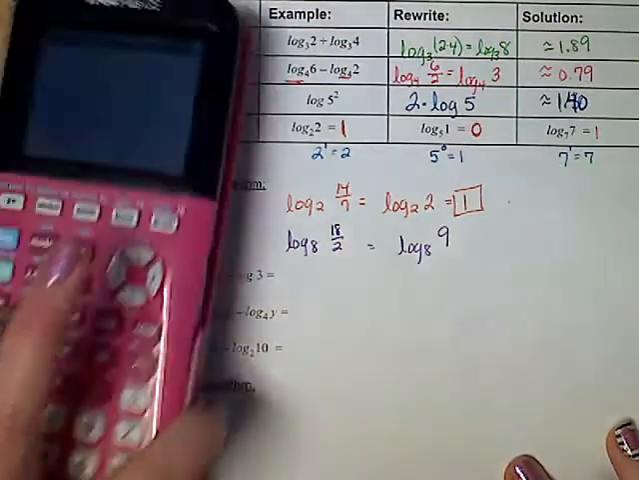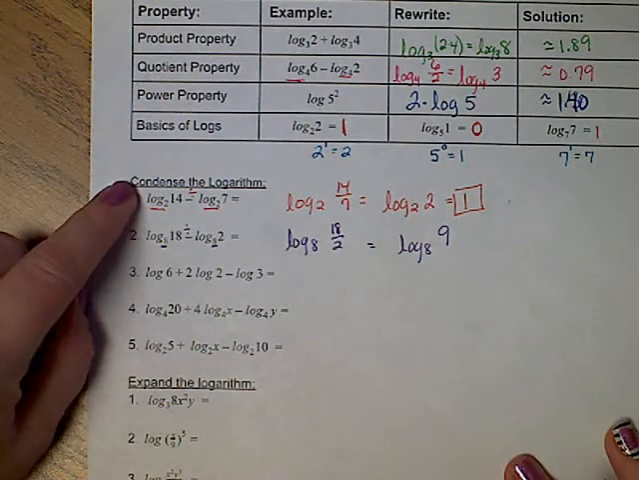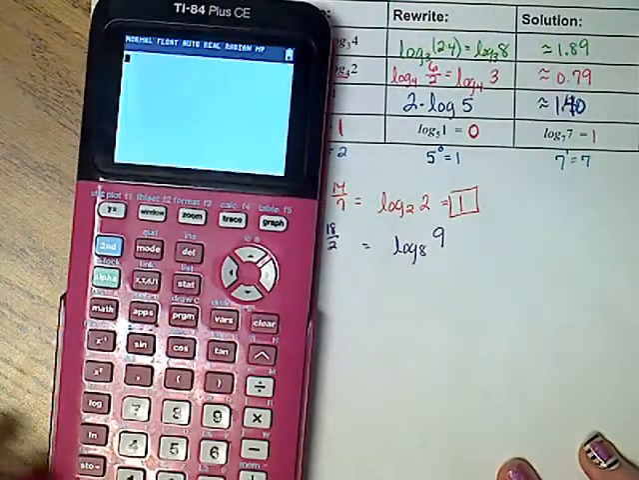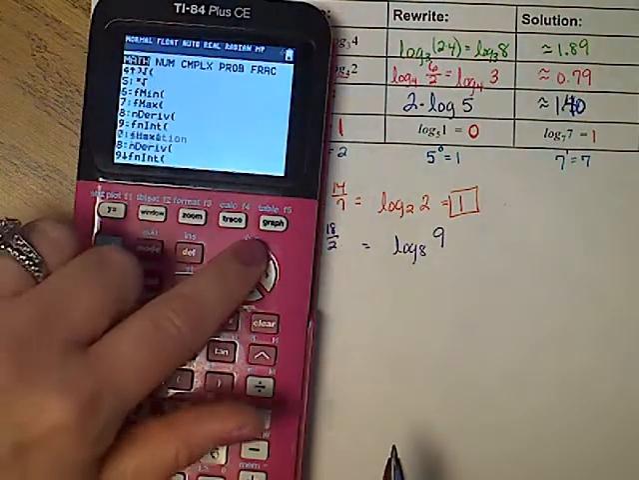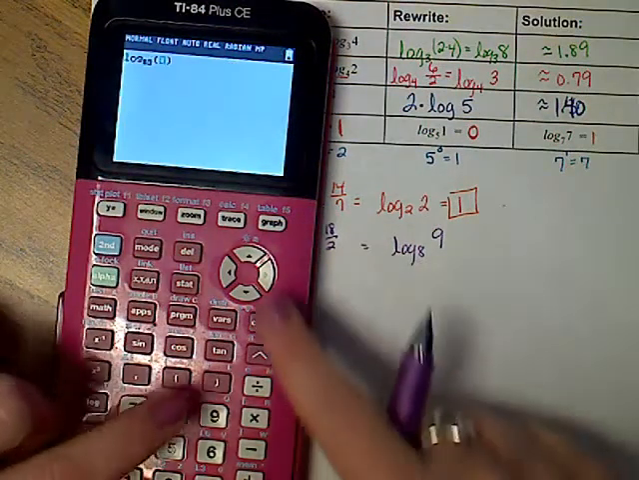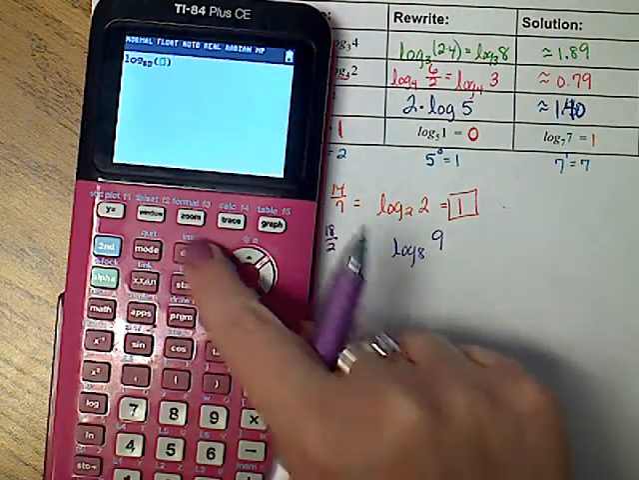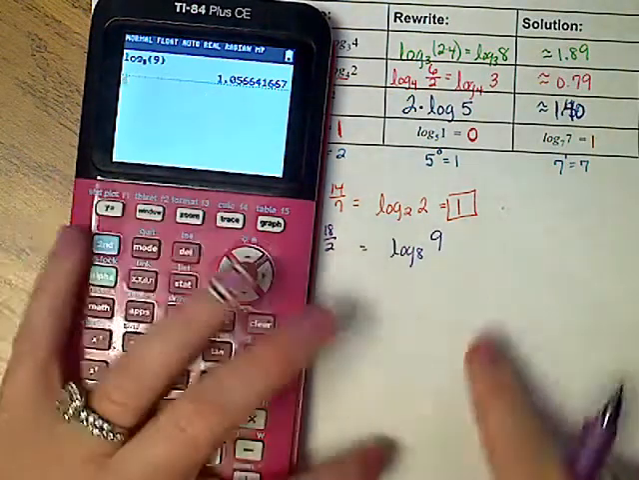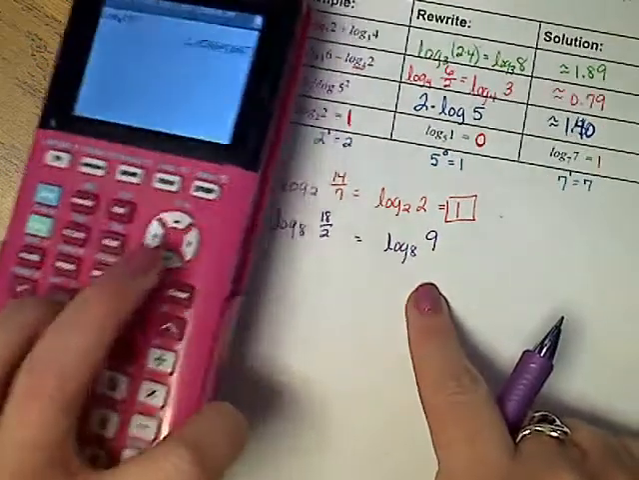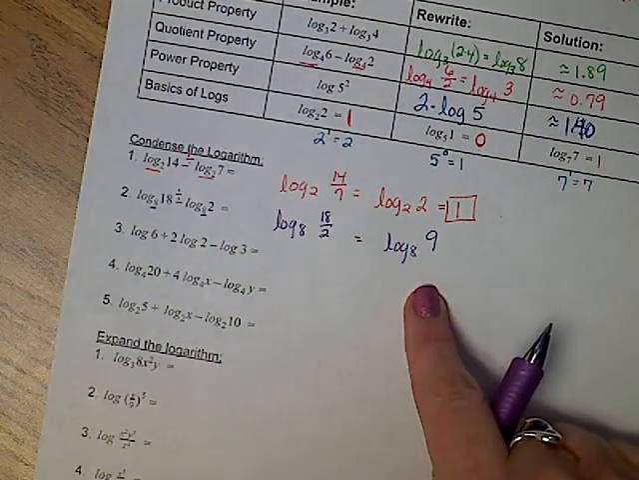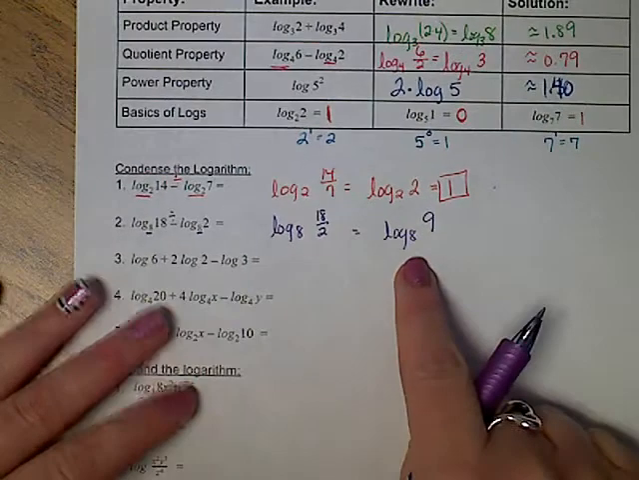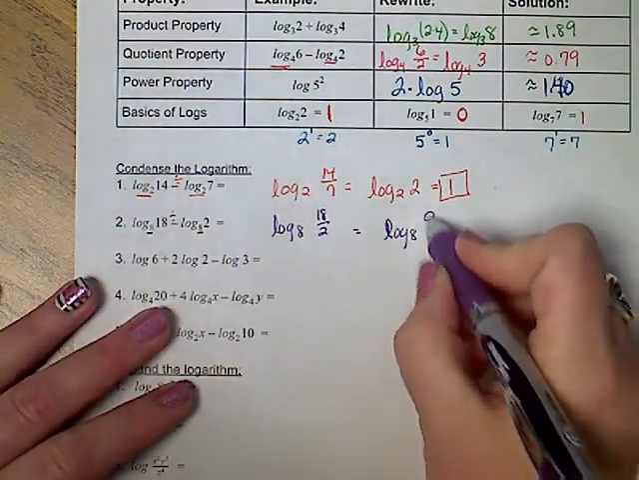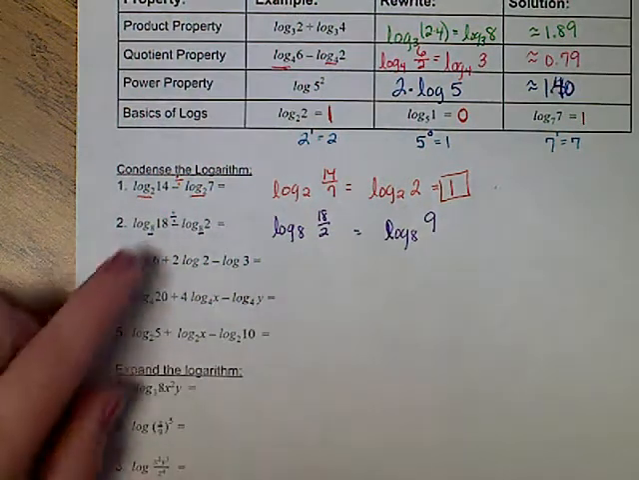Now, we're told to condense. As far as we're concerned, that is condensed. The reason being, if you do math, log base 8 of 9, you're going to get a decimal, and we're not concerned with the decimal answer. This is perfectly fine as my final answer. Anybody can type that into a calculator to get the answer. So when we say condense, this is what we're looking for. We've condensed it into one log. We don't have 2 logs anymore.